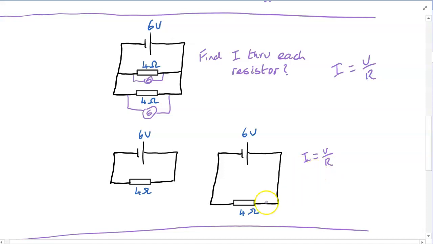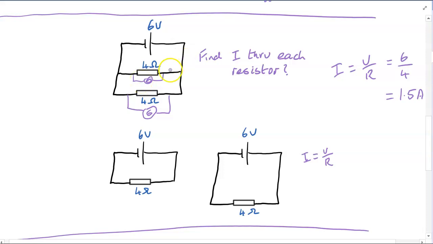So down here, to get the current through the top resistor, you have a voltage across that resistor of 6 volts, and you're dividing it by the resistance of 4, and that gives you 1.5 amps. And then exact same calculation with the bottom one, 1.5 amps. Okay, so what does that look like in the circuit? Now, this question is just asking what's the current through each resistor.